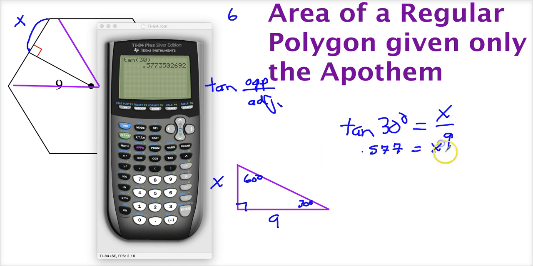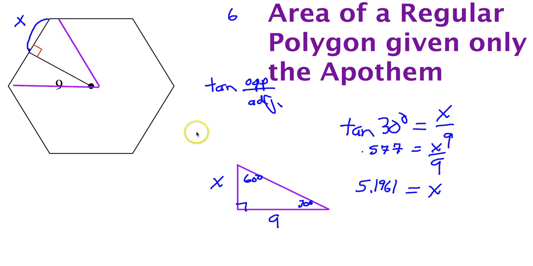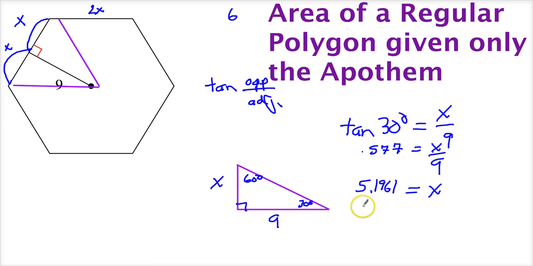And then anyway, x is equal to 9, and you'll notice that this says divide by 9, so I'm just going to multiply by 9. And it gives me this number. So something in this general vicinity. Now, what does that mean? What does it have to do with anything? It tells me this distance here. So if I want to know the length of an entire side, I'm going to need another one. So each side is 2x, so times 2.